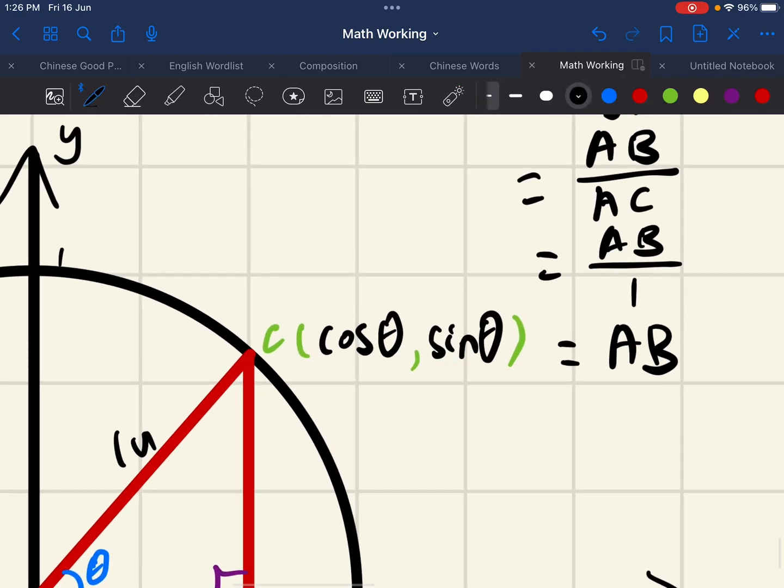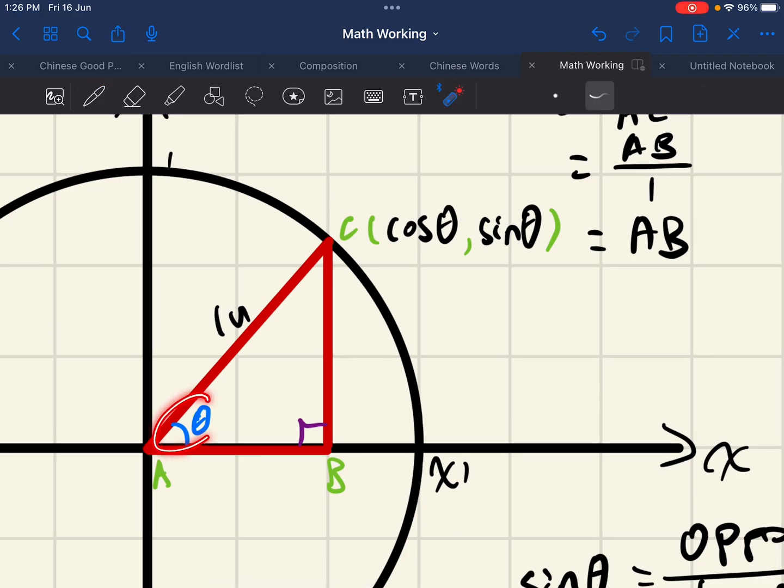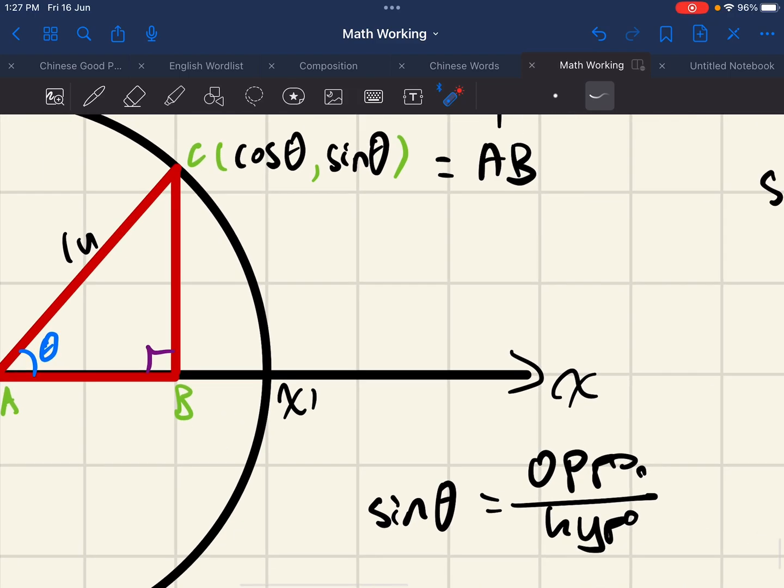Easy concept also. Sine theta will give me opposite over hypotenuse. And in this case, the opposite of theta is BC. And what are we finding? The length of BC is the y coordinate. If you think about it, the length of BC is the y coordinate, because the y coordinate is the distance it is away from the x-axis. So I will basically find the length of BC.